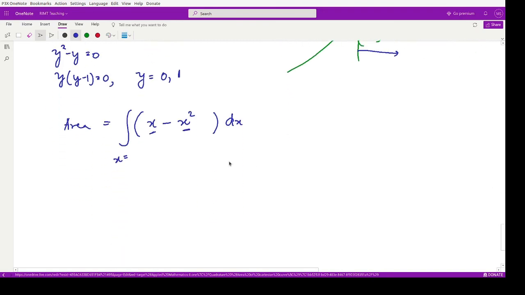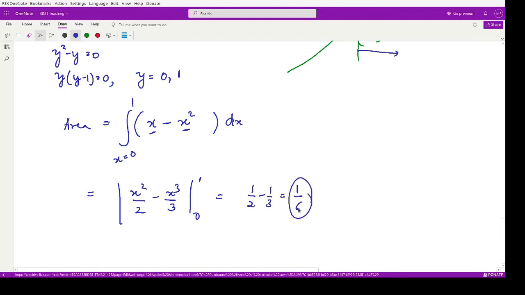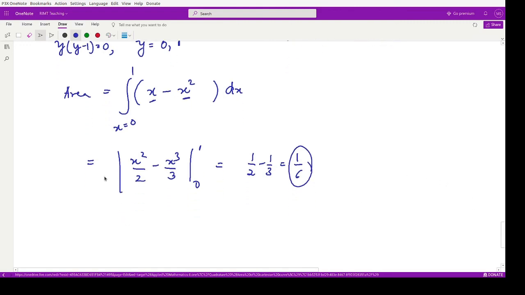So now you can quickly perform this integration. So from 0 to 1, it would be x square by 2 minus x cube by 3, and the limits vary from 0 to 1. So the final answer is 1 by 2 minus 1 by 3, which is equal to 1 by 6. So this is the final answer. So I hope these kinds of questions you can do very easily. These are very simple.